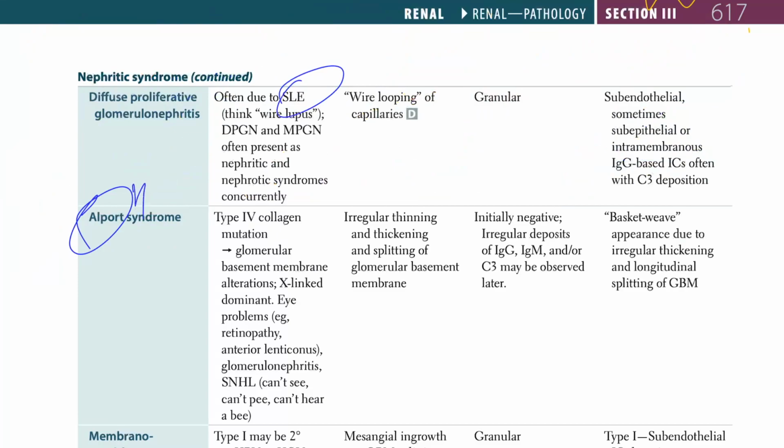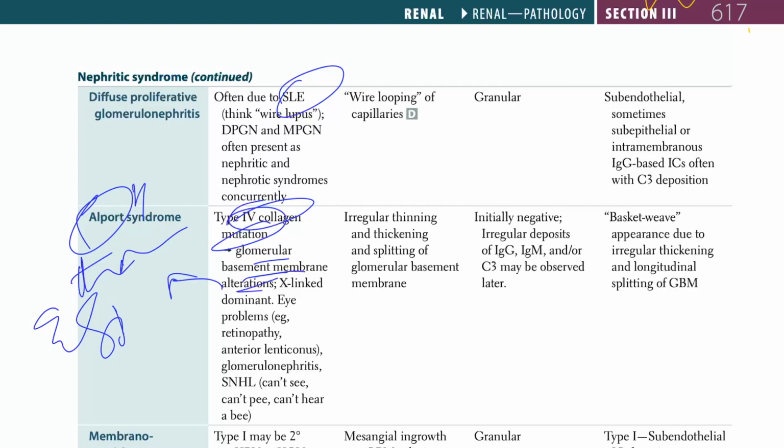Alport means 4. We have talked about it. 4 is a type 4 collagen mutation. When you have the type 4 collagen mutation, it leads to glomerular basement membrane alterations. What alterations are we looking for? We have thinning and splitting of the glomerular basement membrane, because it does not have that type 4 collagen now, right? It is most commonly X-linked dominant. Eye problems will be seen, for example retinopathy, because we need type 4 collagen for all of this.